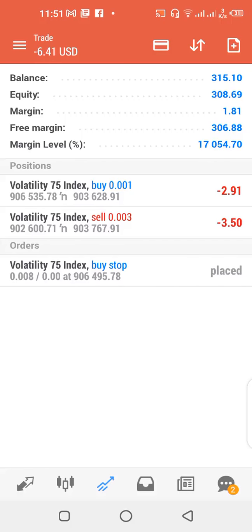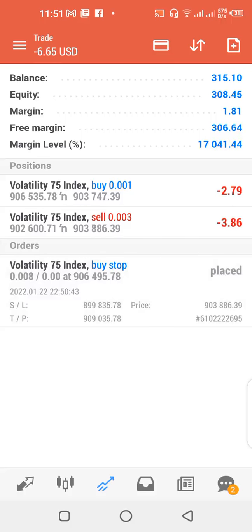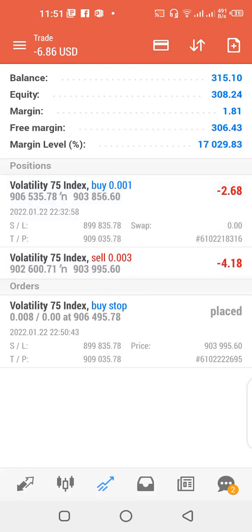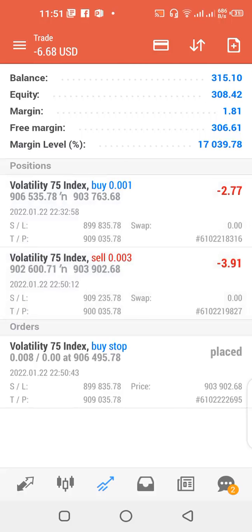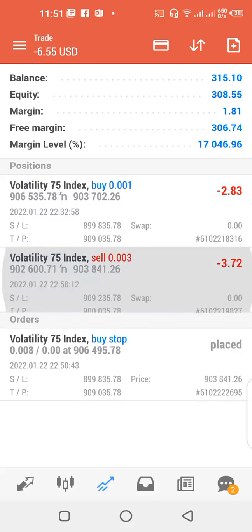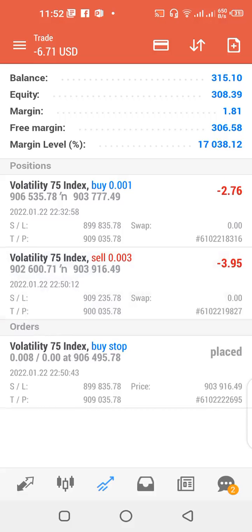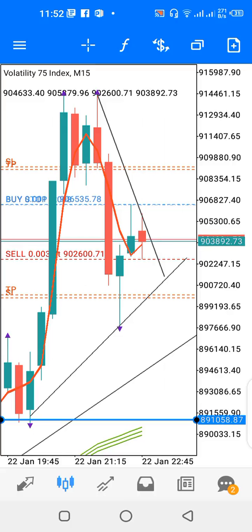So I have the second hedge trade. This is the second pending order in place. This is my first trade. This is the hedge, it's been triggered, the hedge of my first trade. The hedge is 3 times the lot size of the original trade. This is the original trade. And you can see we are in a range.